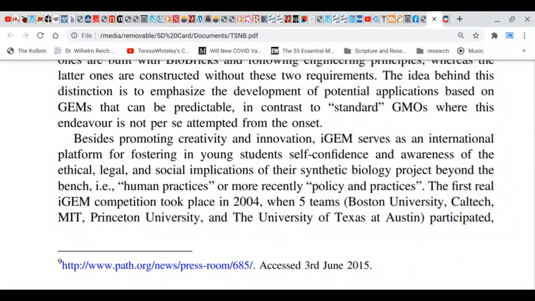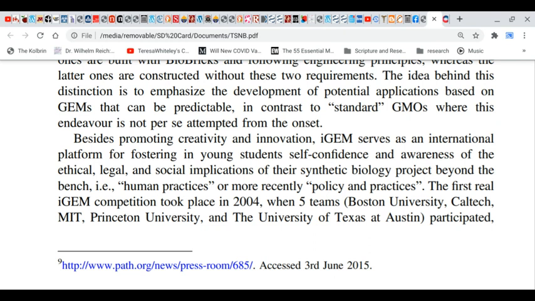Besides promoting creativity and innovation, iGEM serves as an international platform for fostering in young students self-confidence and awareness of the ethical, legal, and social implications of their synthetic biology project beyond the bench, i.e. human practices, or more recently, policies and practices.